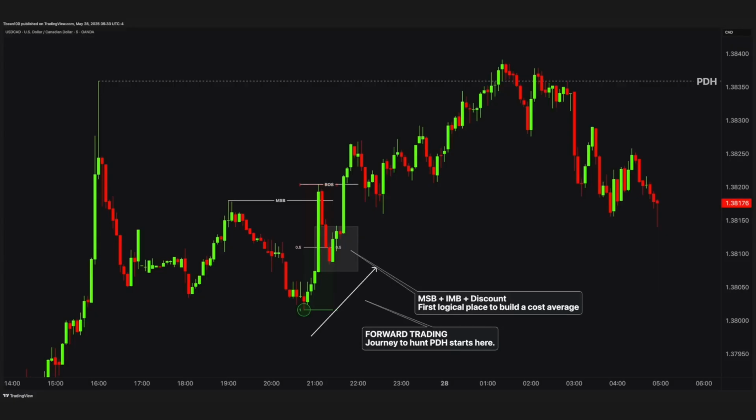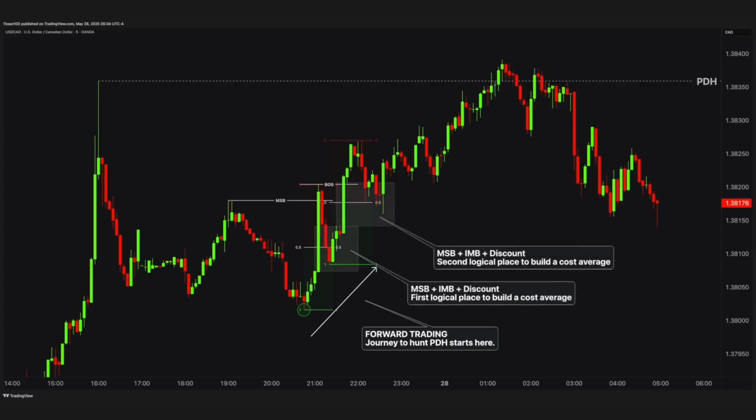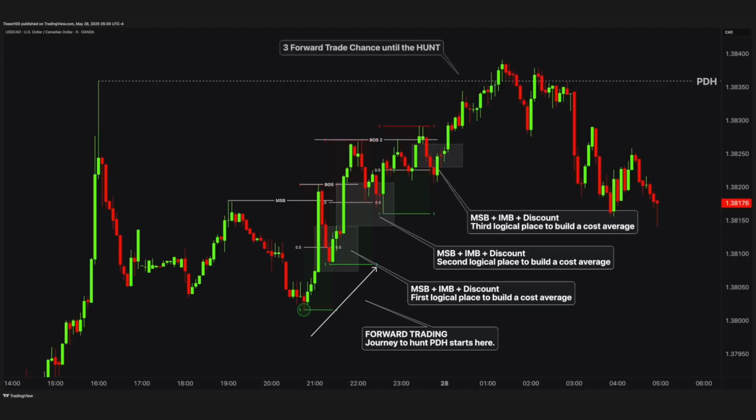After all that, what happens? The first break of structure followed by another imbalance and discount zone. This label should have been the BOS, not MSP. Sorry about that, do not mind that. Then the same thing happens one more time. It keeps going on until the final PDH hunt. There are actually 3 trade chances here, as you noticed, and ideal places to build small cost average trades.